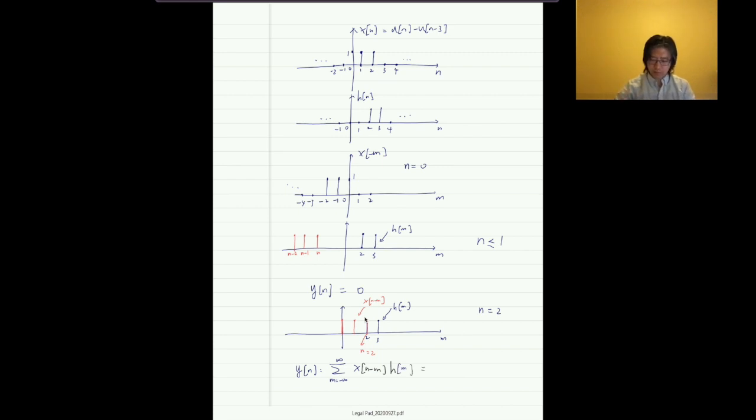Okay, in this case, we only have one point overlap, so that's basically 1 times 1, which is 1. Okay, so next case is we keep increasing n, until there are 2 point overlap. This is our h, and so we can draw, we can overlap our x here. Okay, so this particular location, here is x of n minus m, is the case where n is 3.